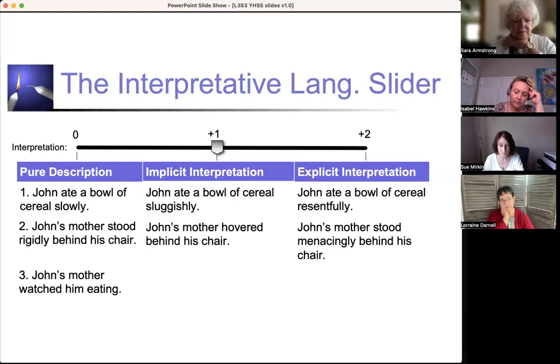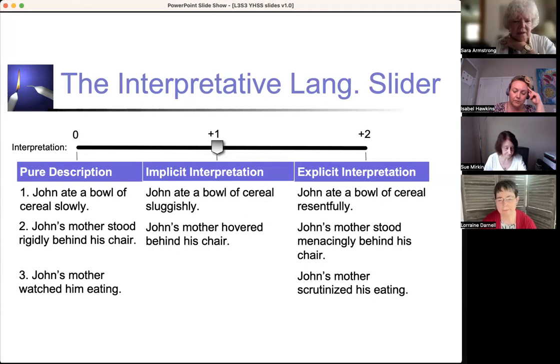What takers? Is this hard? So we're looking for explicit interpretation, right? Well, here's what I have. John's mother scrutinized his eating, which I guess I said before. Scrutinized is a subset of watched, but it's watching with a sort of suspicious or preventive quality to it, right? Scrutinizing something is not something that's done delightfully. It's done a little bit menacingly, to borrow that word from the other example.